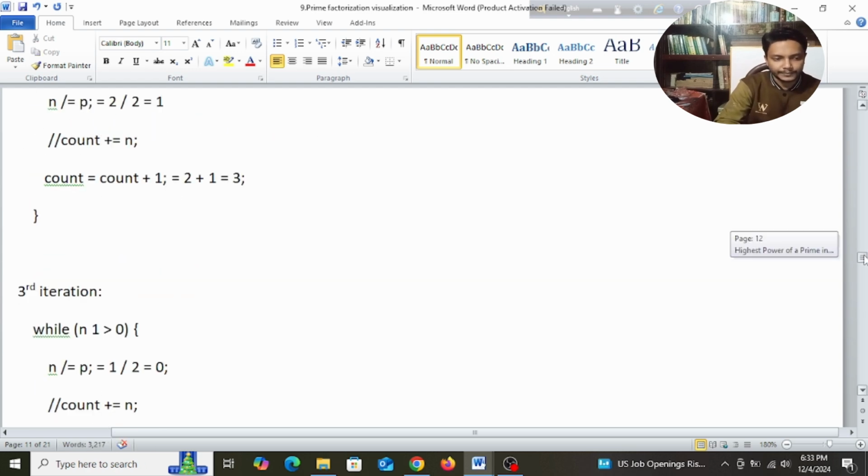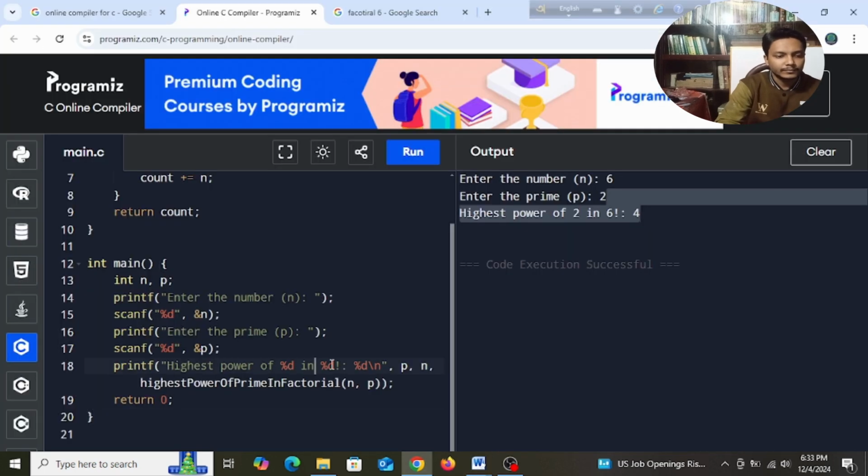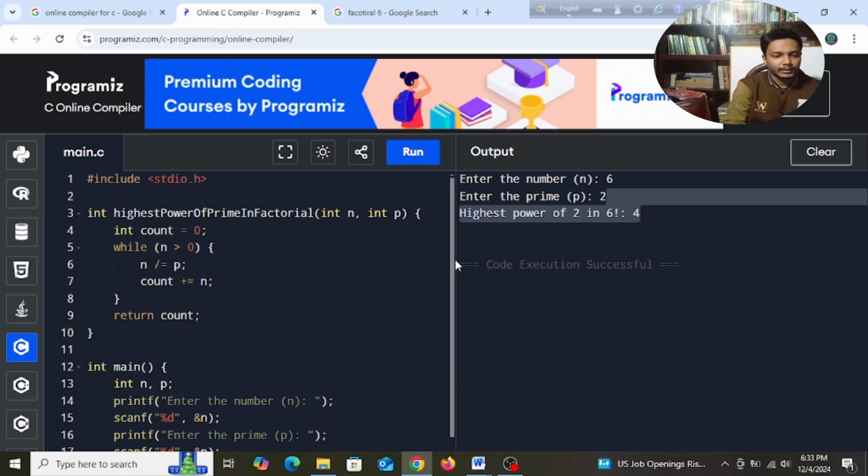Okay, so let's see the program, guys. We are taking input, entering the number, and the prime, which prime number we want to consider here. So we are taking this input, and the highest power of 2 or 3, whatever prime number we want, in the factorial. And then we are printing the number and the prime. So here n and p would be the arguments. So this is the function highest power of prime in factorial, with n and p.